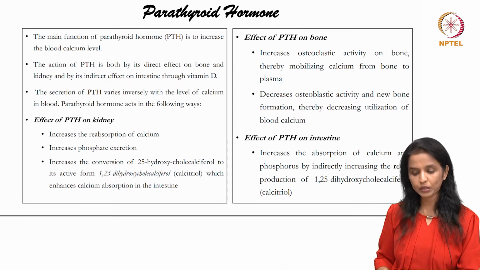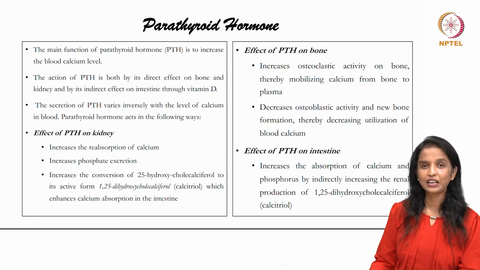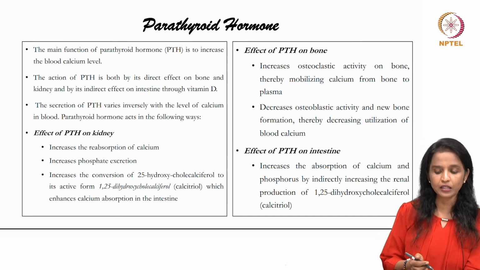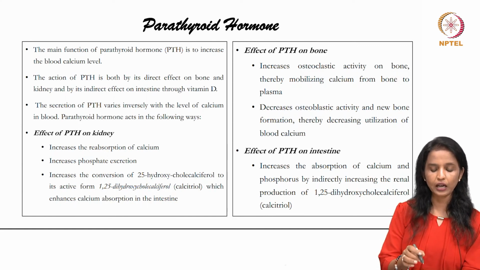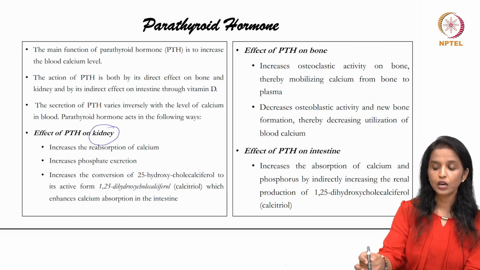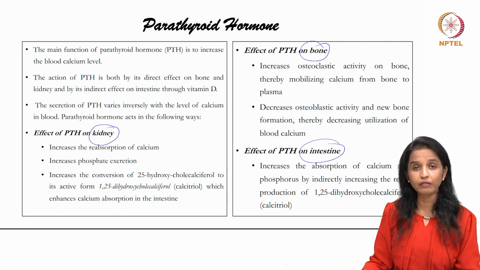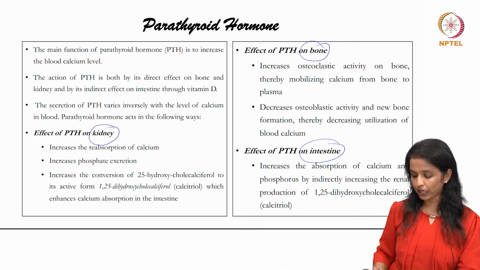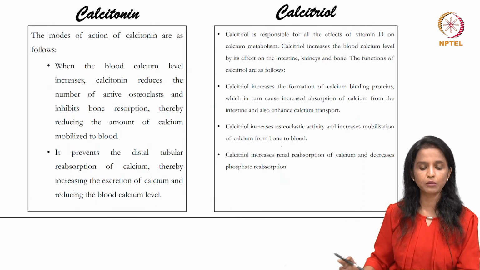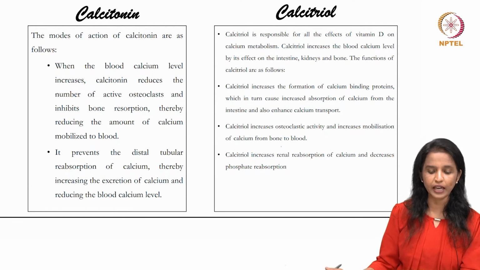The next important part of the promoters of mineralization is the hormonal part. Parathyroid hormone is secreted by the parathyroid gland, and it acts through the kidney, on the bone and on the intestine to maintain adequate levels of calcium in the blood. These are very important regulators of the mineralization mechanism. The next two important hormones are calcitonin and calcitriol.